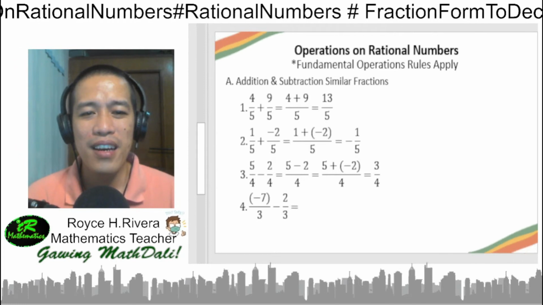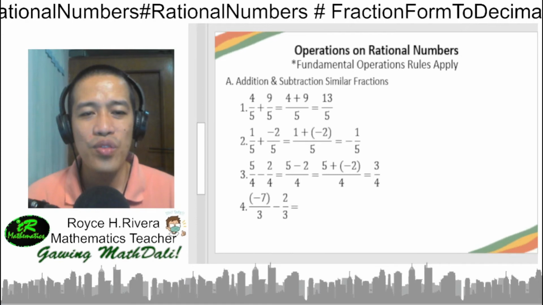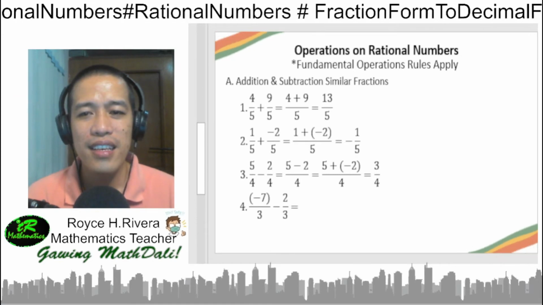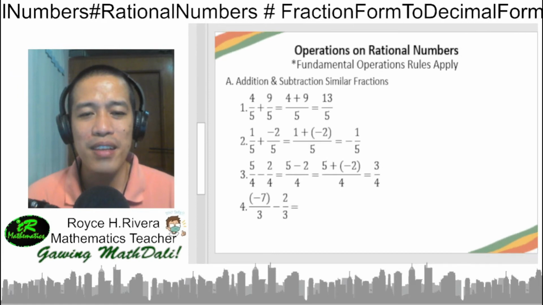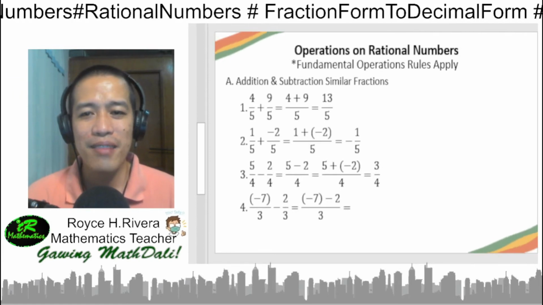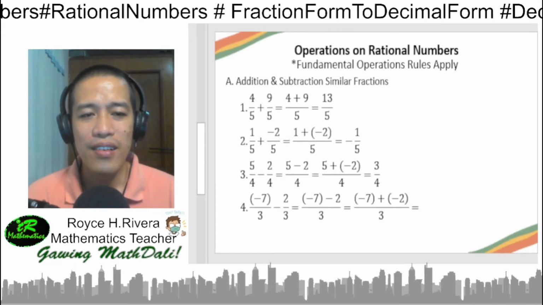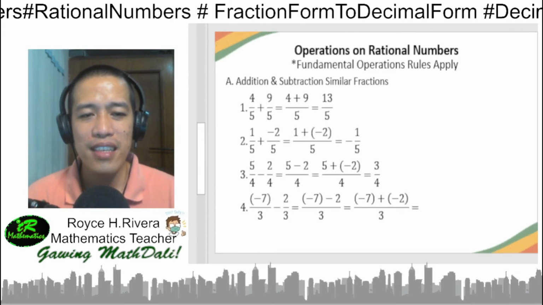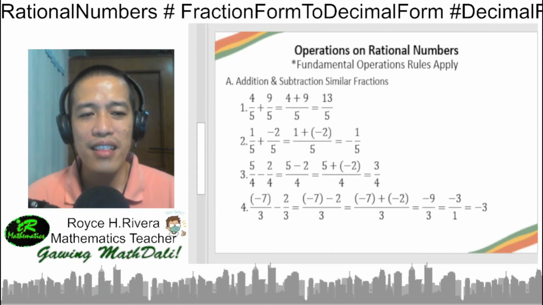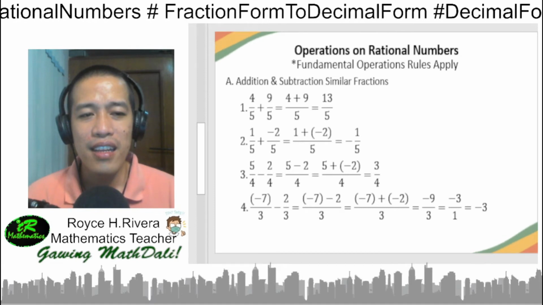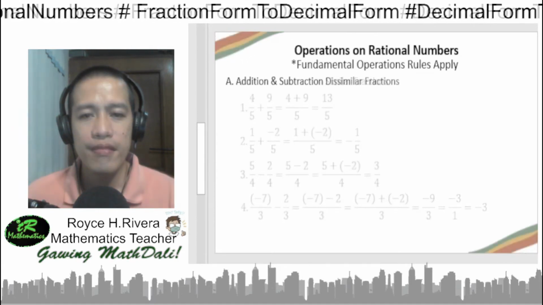Number 4, we have negative 7 over 3 minus 2 over 3. Copy the denominator, then subtract the numerator. Negative 7 minus 2 all over 3, or negative 7 plus negative 2 all over 3. We will have negative 9 over 3, reduced to lowest term, negative 3 over 1, or simply negative 3.